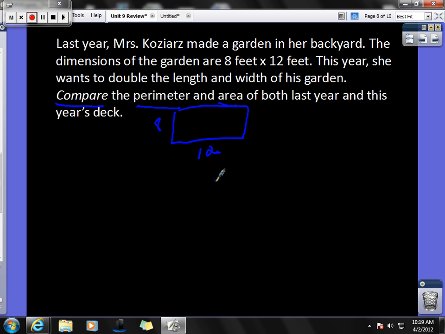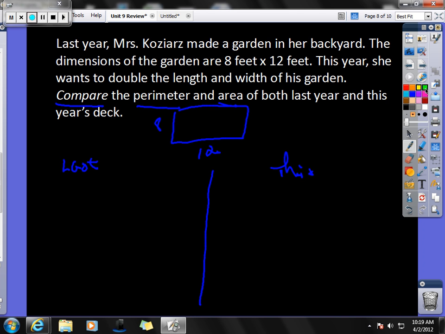We need to compare, I'm going to underline that, the perimeter and the area of both last year and this year. So I am going to split my paper in half. And we're going to do last year over here and this year over here. And let's get to work. So I have last year's area and perimeter. Area equals length times width, which means I'm doing 8 times 12. And 8 times 12, let's see, 8 times 2 is 16. Carry my 1. 8 times 1 is 8, plus 1 is 9, would be 96 feet squared.